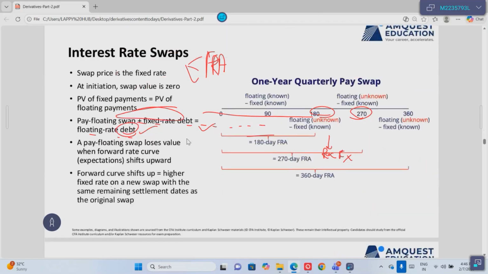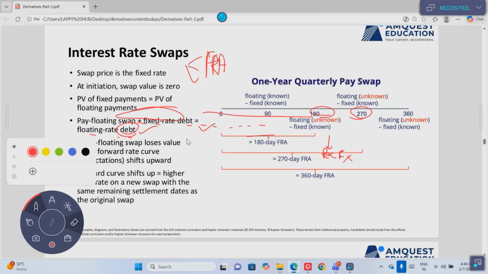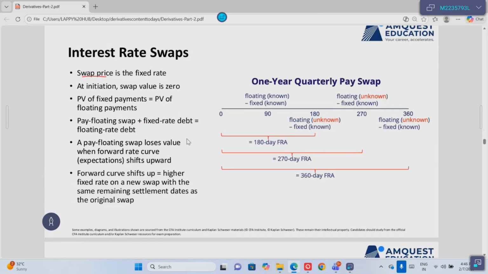See this example. You have an interest rate swap. The swap price is the fixed rate. So here he is agreeing to swap for the fixed rate. Obviously, at initiation, the value is going to be 0. So the swap price is a fixed price. At initiation, you will do a contract such a way that it is 0. Then you have the present value of fixed payments and floating payments. You pay fixed rate and you get floating rate. If the forward curve shifts higher, the fixed rate will also be impacted.